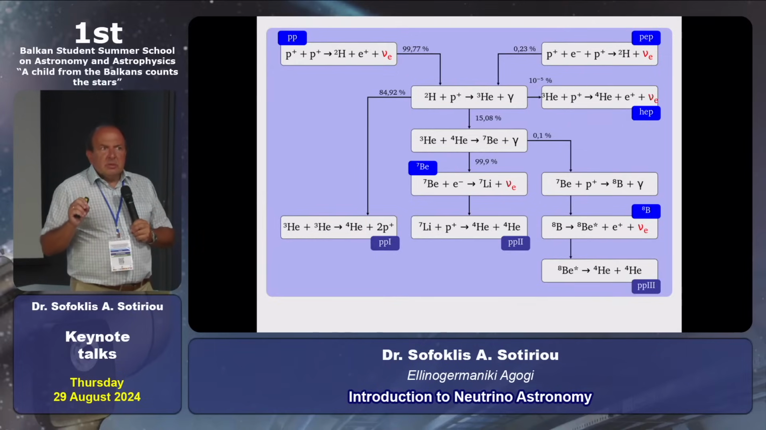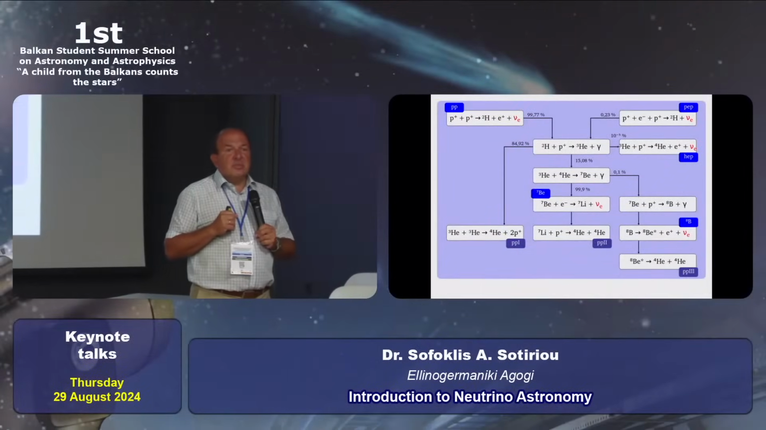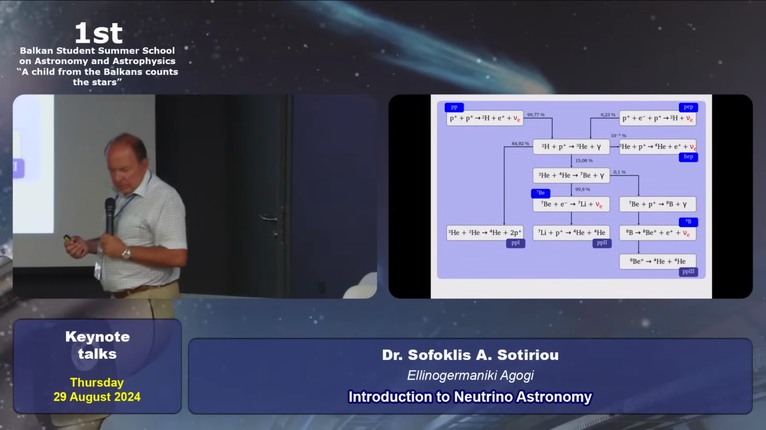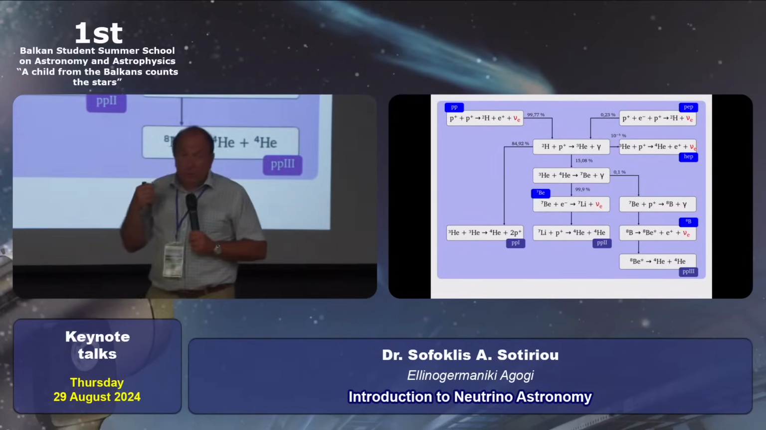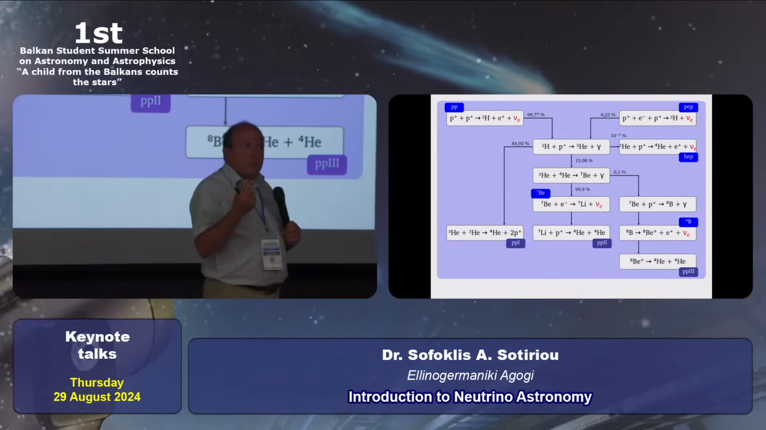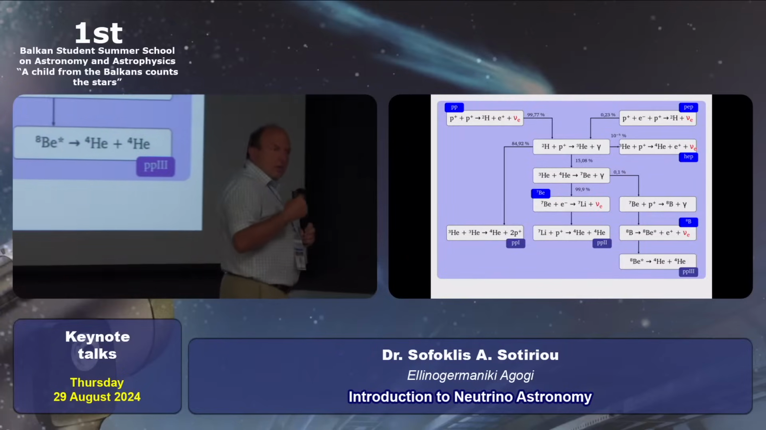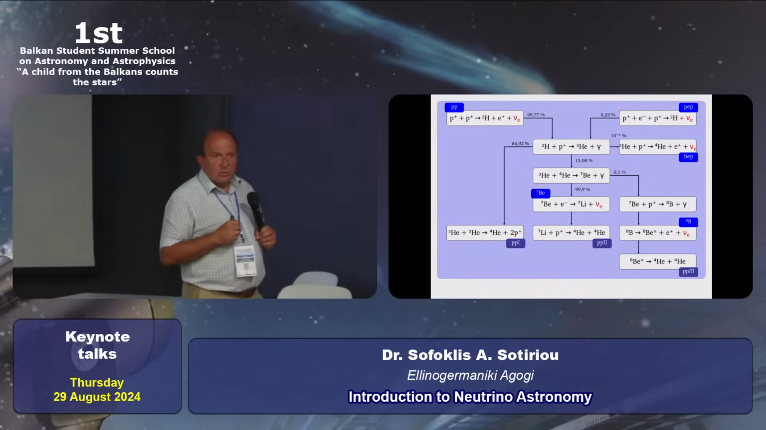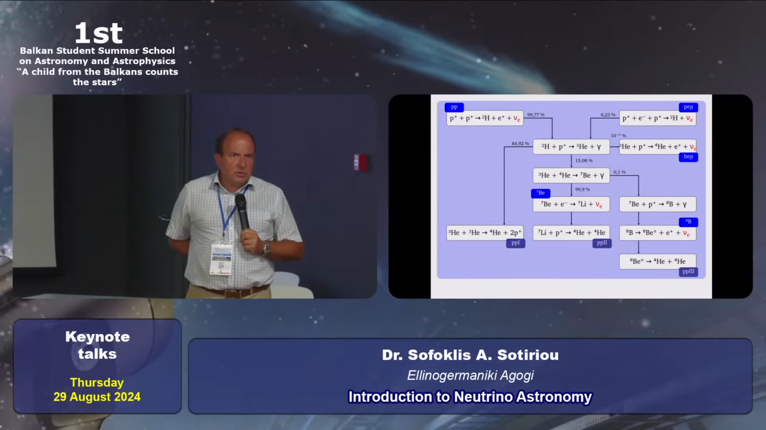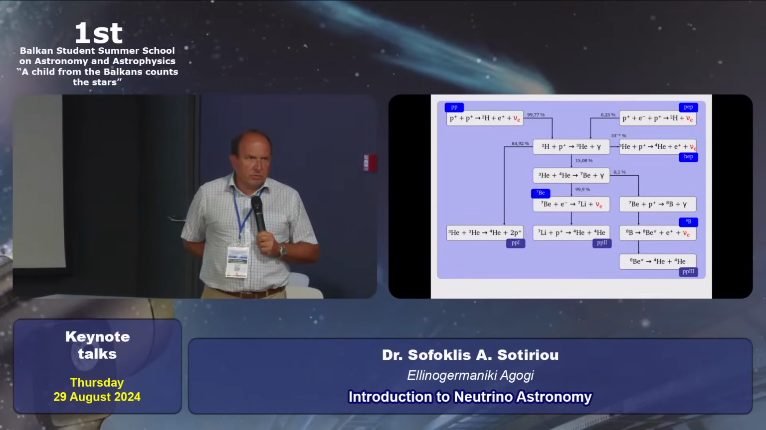And what happened? All the experiments presented fluxes that were considered lower than the expected ones. So either the model we had for the sun was wrong, or something was happening with neutrinos while they were traveling from the sun to the Earth, to the detector. Okay? And this was a major problem for this period.